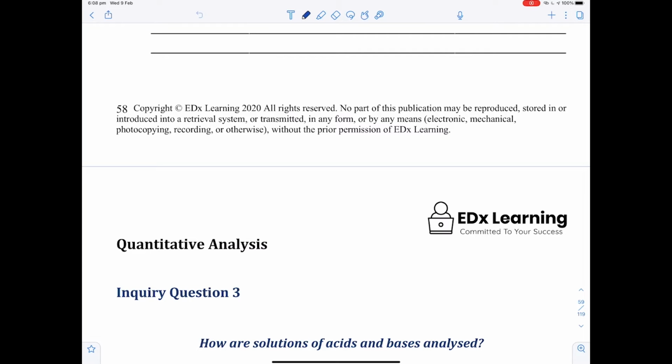So to put things together, it's a form of volumetric analysis. We are determining the concentration of an unknown solution through reacting it with a standard solution. So that is the formal definition, but it makes a lot of sense. We're using volumes, we're determining concentration through reaction with a standard solution.